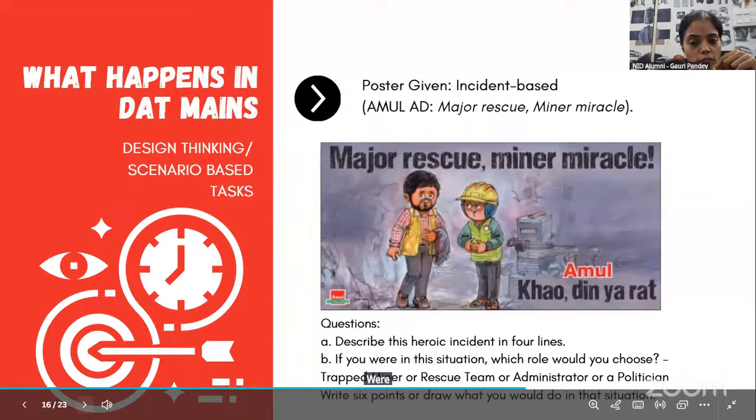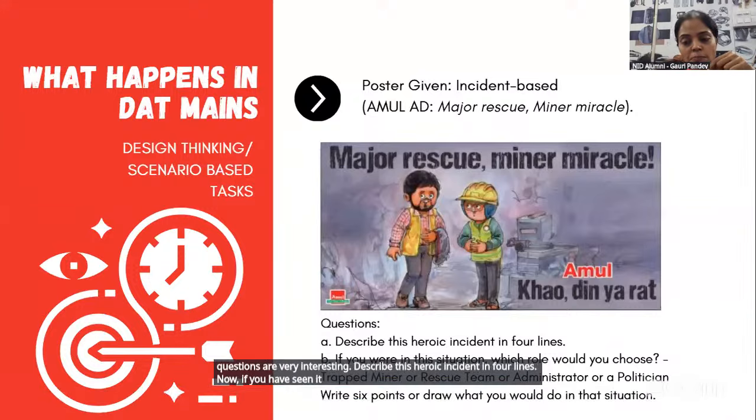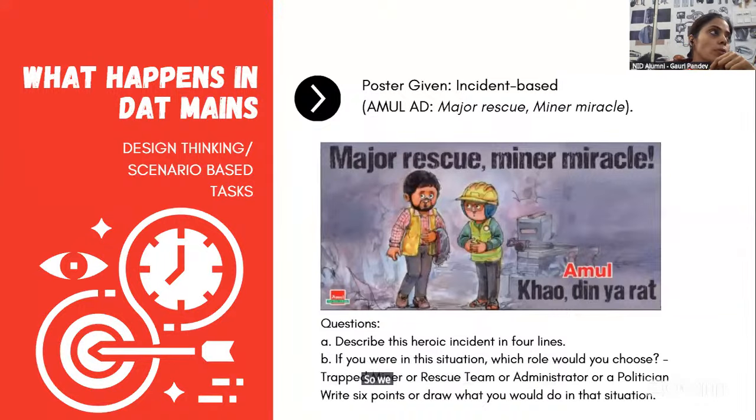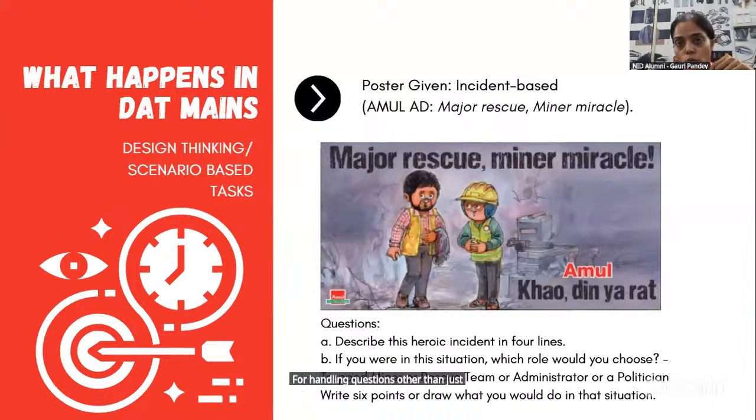Now they have given this picture. Now they are asking you, the questions are very interesting. They've described this heroic incident in 4 lines. Now, if you have seen it, so therefore general awareness. If you have an idea of what really happened, you'll be able to write about it. So we ensure that while you're preparing for round 2, we bring in these kinds of questions in class so that you're prepared for handling questions other than just material handling or sensory tasks.